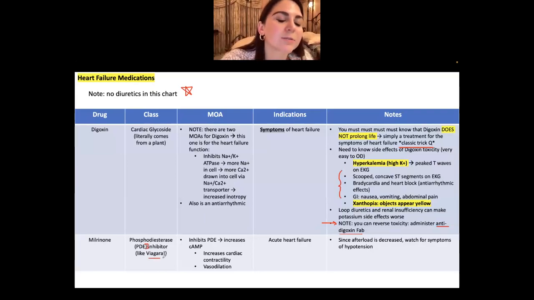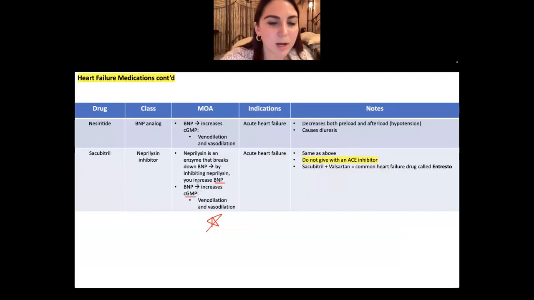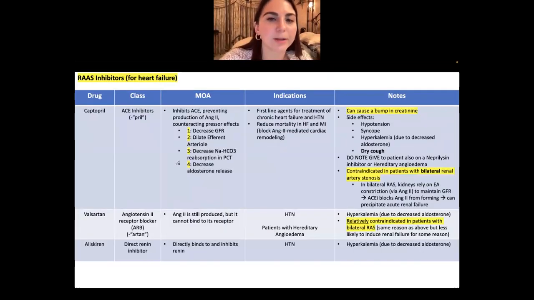So milrinone is a phosphodiesterase 3 inhibitor. Viagra is not a 3 inhibitor. It's just also a phosphodiesterase inhibitor. I just wanted to draw the connection for when you learn about Viagra in the repro block. Okay, I'll put 3 and 5 and put little slides to show that.